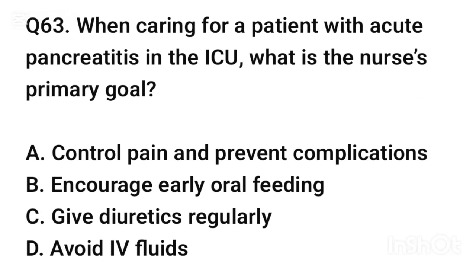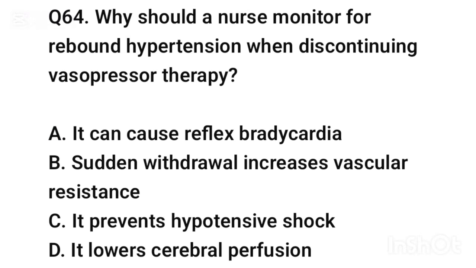Question number 63. When caring for a patient with acute pancreatitis in the ICU, what is the nurse's primary goal? The correct answer is option A. Control pain and prevent complications. Question number 64. Why should a nurse monitor for rebound hypertension when discontinuing vasopressor therapy? The correct answer is option B. Sudden withdrawal increases vascular resistance.